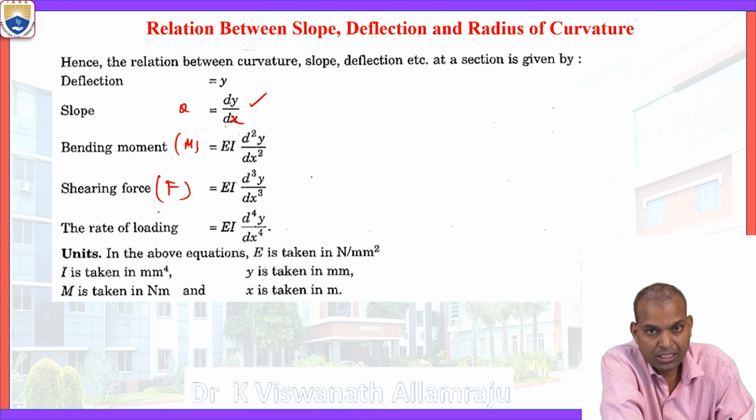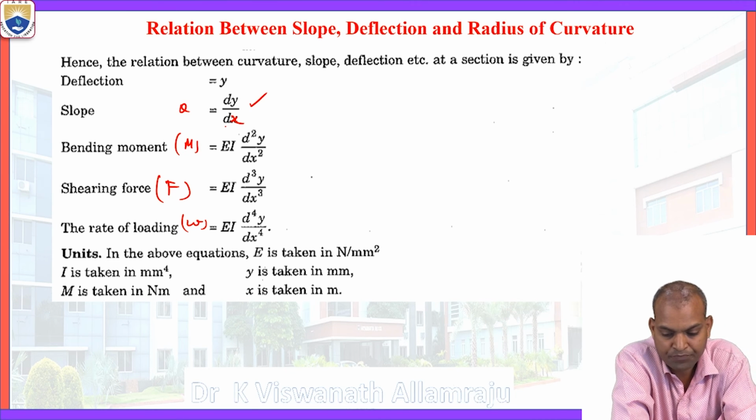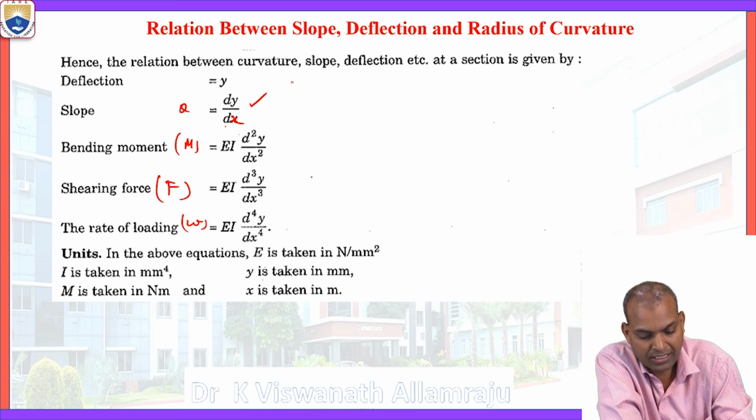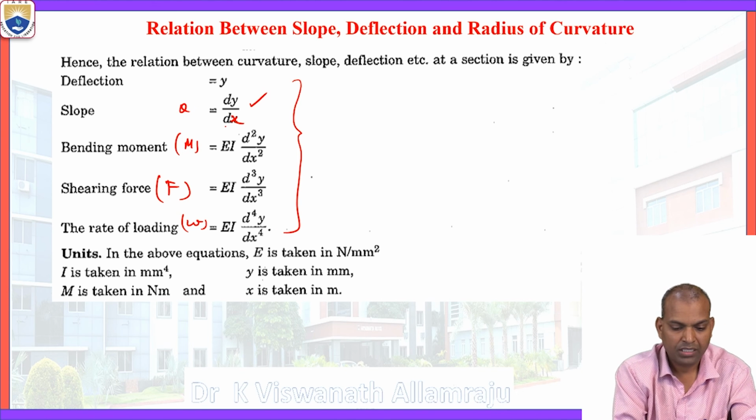After differentiating the shear force with respect to x, we can observe the rate of loading, that is the UDL, uniformly distributed load, that is EI times d power 4 y by dx power 4. So these are the equations interconnected with each other. First, begin with the deflection y. Differentiating deflection with respect to x gives the slope.